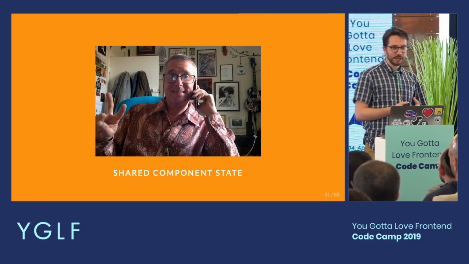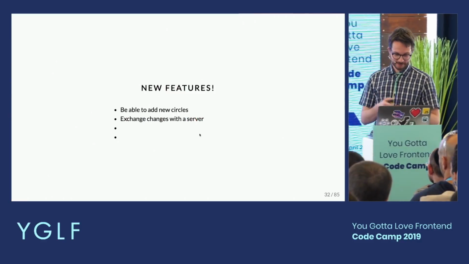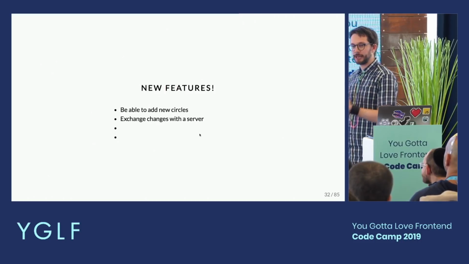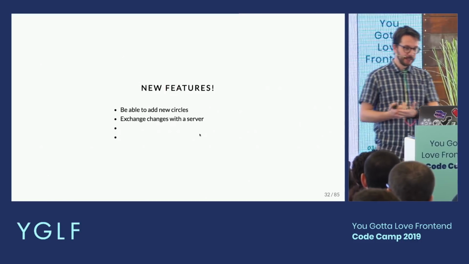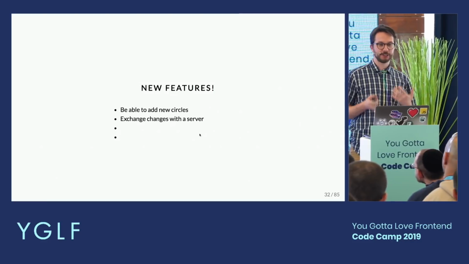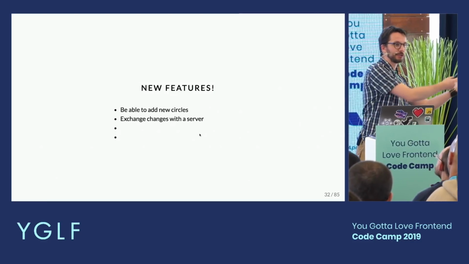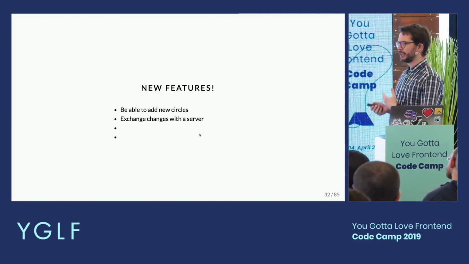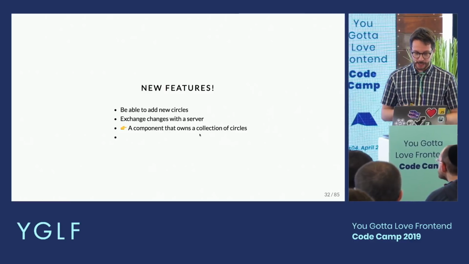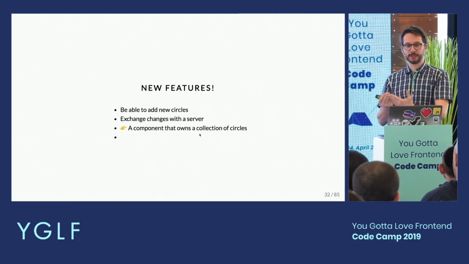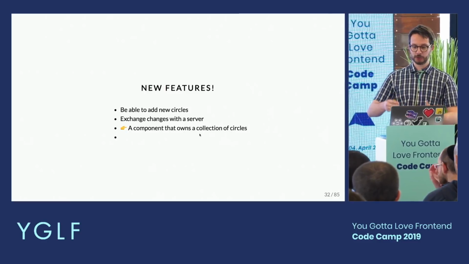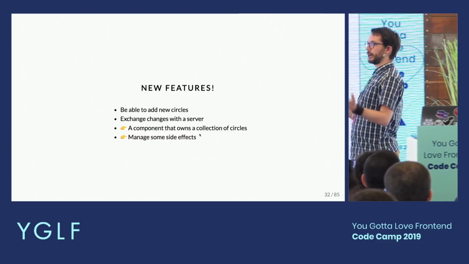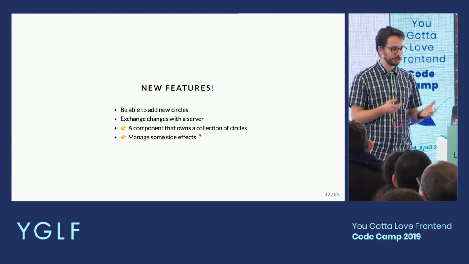Now let's take it a bit further. Let's add a bunch of new features. For example, being able to add new circles to this application, or exchanging changes with a server, like sending the circles to the server, but also receiving them. Maybe it's a multi-user application. So what would that mean? It means that you would introduce a component that owns a collection of those circles. And it also means that you have to manage some side effects, like sending changes and receiving them.